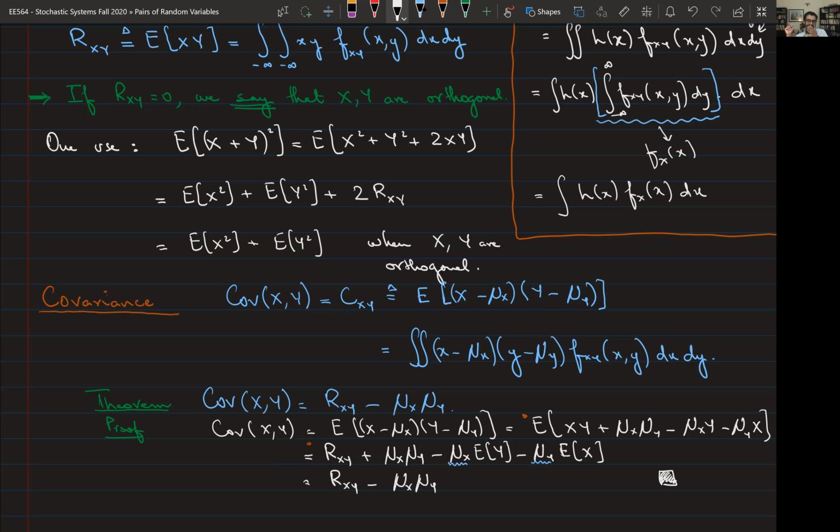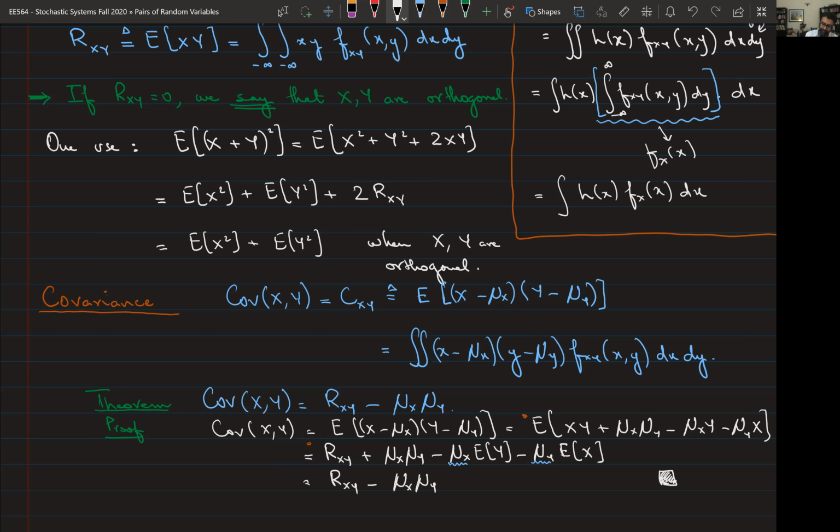Right, and this basically tells me, by the way, if any one of the two variables is zero mean, the correlation and covariance is going to turn out to be the same because there's a product there. Okay.